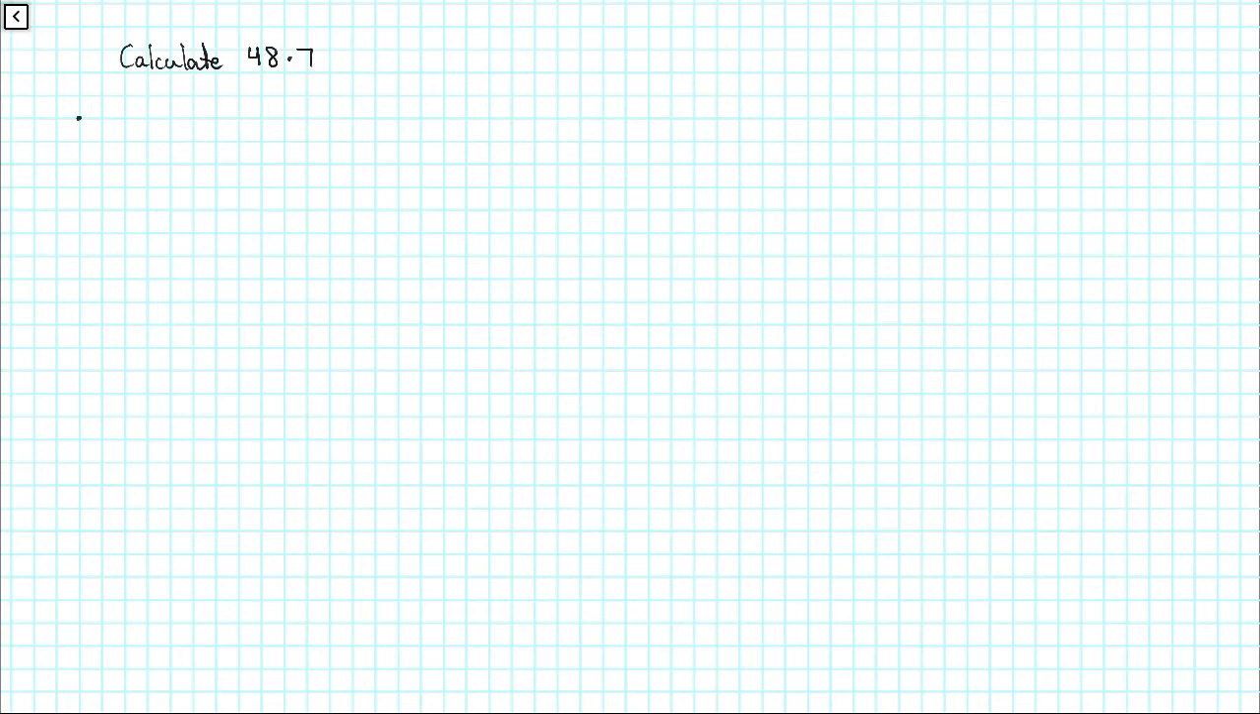Now that we've seen how to use visual models to aid with calculation of multiplication, I want to explore some more ways of using this to do more complicated calculations. So let's start with, for example, 48 times 7.